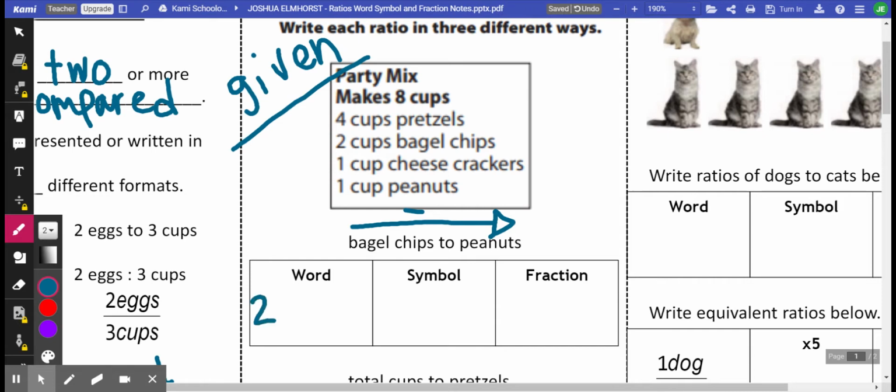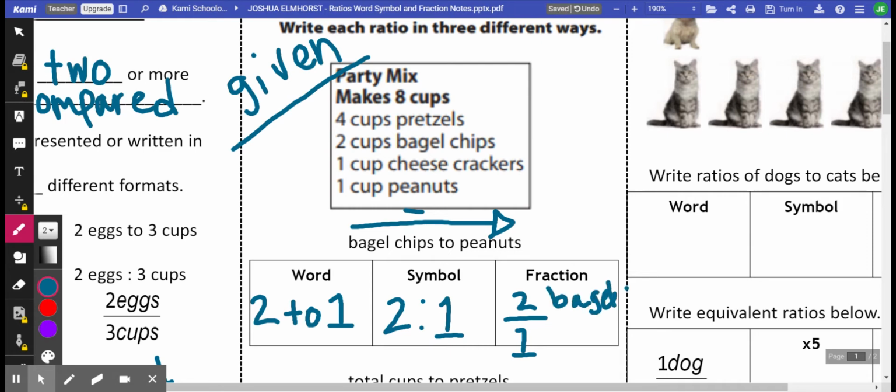So it says bagels. So we have 2, and then peanuts is 1. So we write that as 2 to 1. In symbol form, 2 to 1. And then in fraction form, we'd write it as 2 over 1. But we probably also want to do our labels, bagels over peanuts.